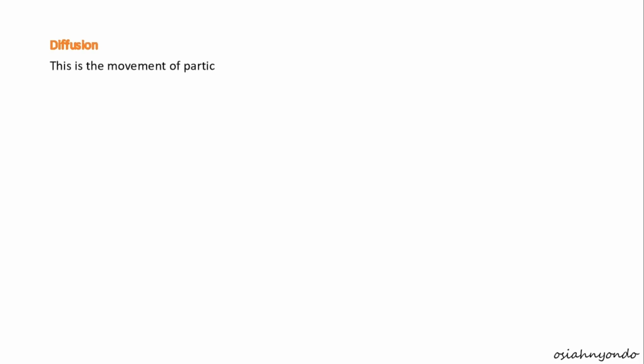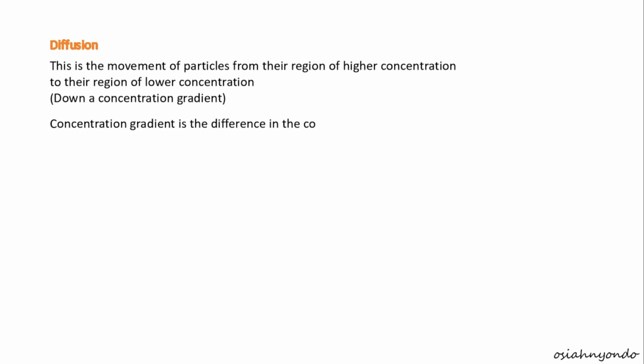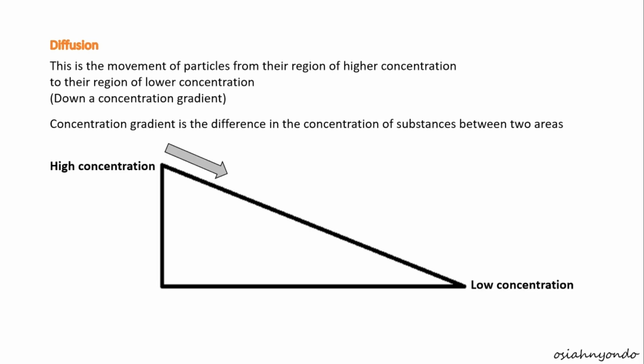Diffusion can be defined as the movement of particles from a region of higher concentration to a region of lower concentration down the concentration gradient. Now, the statement concentration gradient simply means the difference in concentration of substances between two areas. And this can be illustrated using a diagram, okay? With reference to diffusion, of course, particles are moving from a region of higher concentration to a region of lower concentration down the concentration gradient, okay?